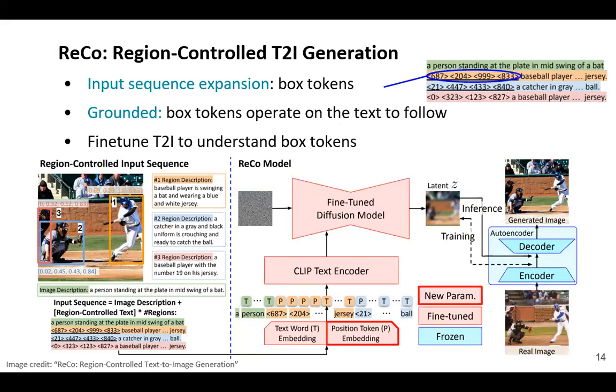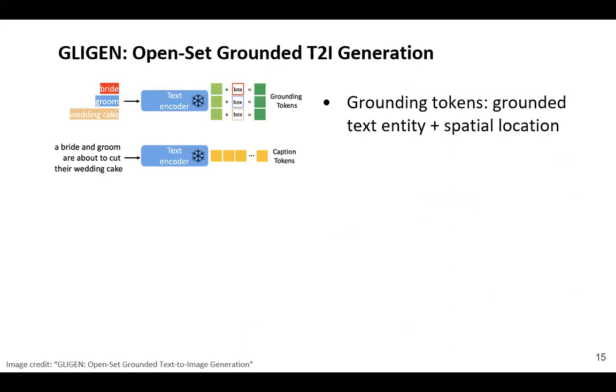And other than such expansion or grounded control on the input side, another effective way is to expand it with grounding tokens. So let's first talk about what information these grounding tokens might contain. It is actually a mix of two parts of information. One is the grounded text entity, for example, a text word like the wedding cake, and it also combines the feature with the spatial coordinates, for example, the bounding box coordinates, so that the final grounding tokens contain the information of both the grounded text referring, as well as the location of which part of the image this text referring should operate on.